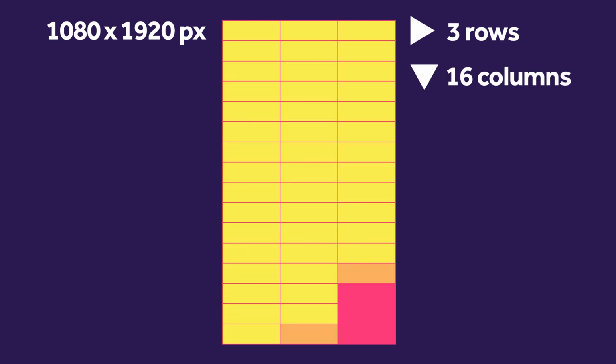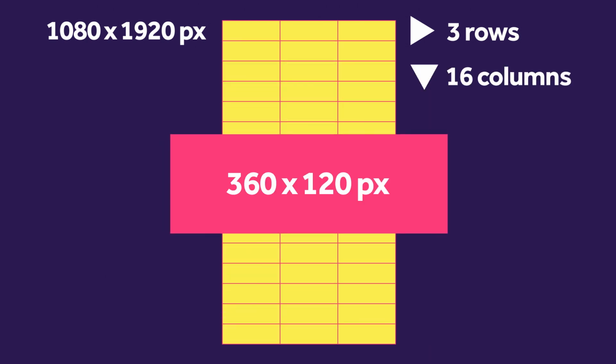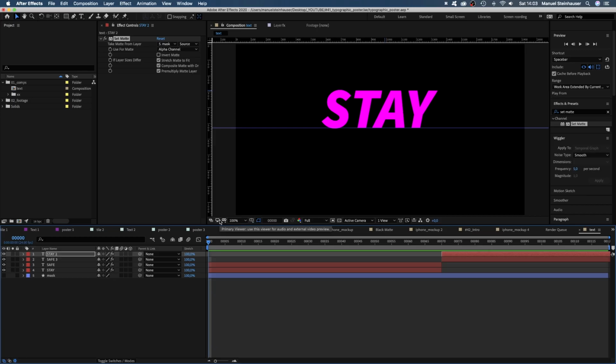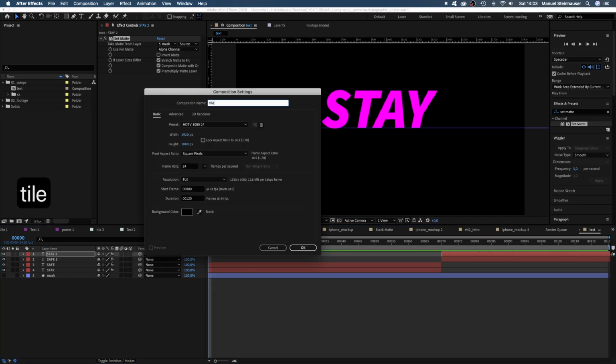But let's sort out the grid first. The size is 1080 by 1920 pixels, in our case 3 tiles wide and 16 tiles high, which means one tile is 360 pixels wide and 120 pixels high. Command N creates a new comp. We set the size to 360 by 120 and name it tile.